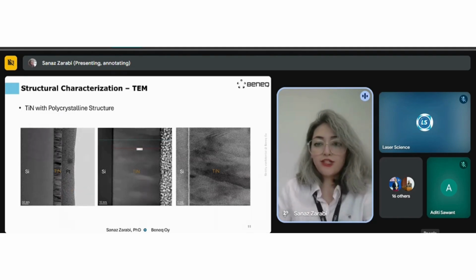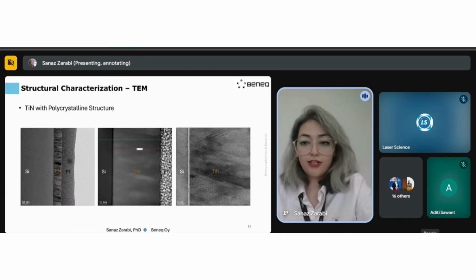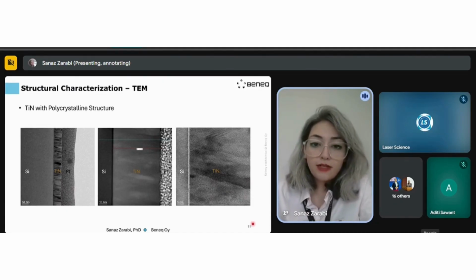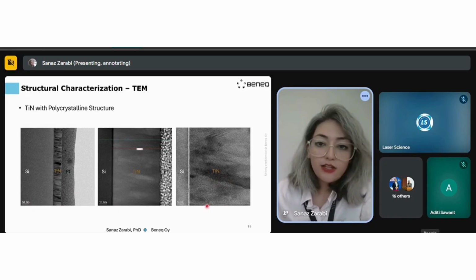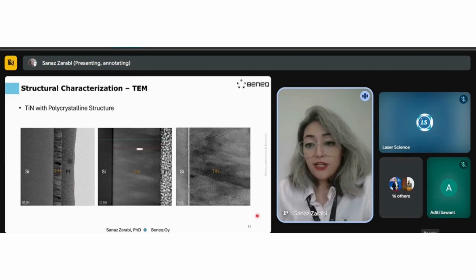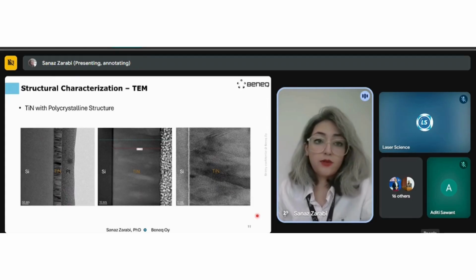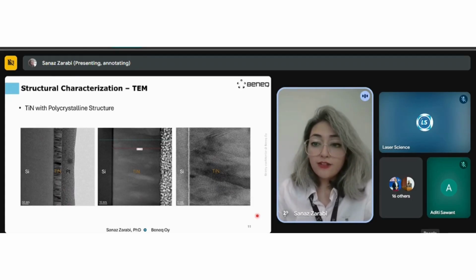One of the key observations in this TEM image is the polycrystallinity of our tin nitride film. The presence of multiple grains, as you can see in here, these are multiple grains with different orientations and orders, confirms that the film is not single crystalline, which is expected for tin nitride films deposited by ALD. However, despite this nature, the homogeneity of the film thickness across the silicon wafer is excellent, demonstrating the uniform deposition achieved through ALD.